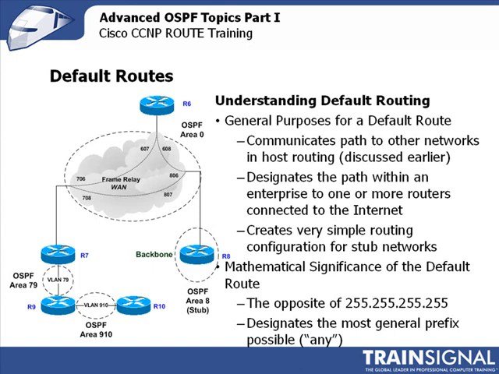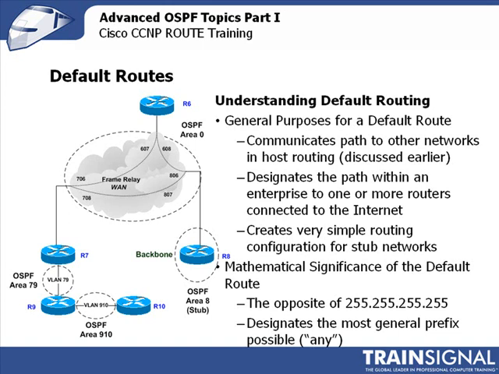It can communicate paths to other networks for host routing. We talked about host routing in the review of IP routing. It can designate the path within an enterprise to basically internet-facing routers. It can also, for small locations, branch offices, and so forth that only have one connection in and out, make routing very simple.